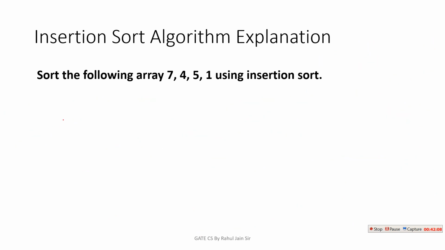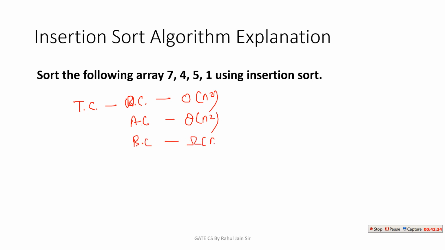Okay, so let me conclude complete insertion sort here. Time complexity: if you talk about the worst case, order of n square. If I talk about the average case, you can say theta of n square. And if I talk about the best case, it is omega of n.